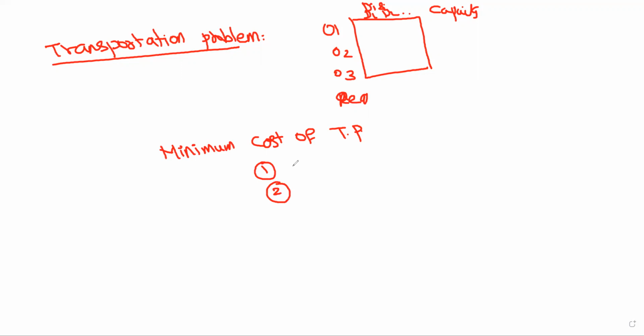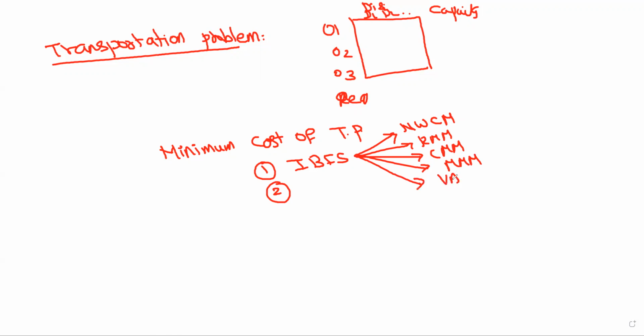Step one is we have to find the initial basic feasible solution by the northwest corner method, row minimum method, column minimum method, matrix minimum method, and the last one is Vogel's approximation method. Among these, the best method is VAM. We find the initial basic feasible solution by any one of these methods.